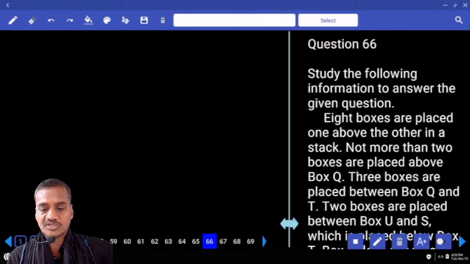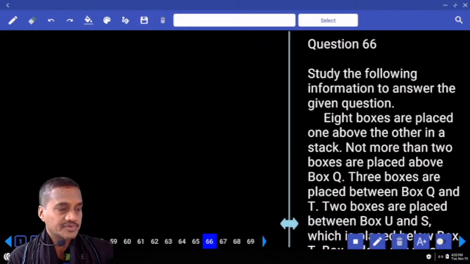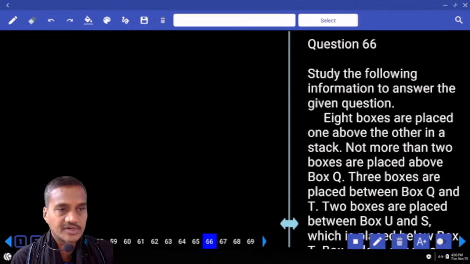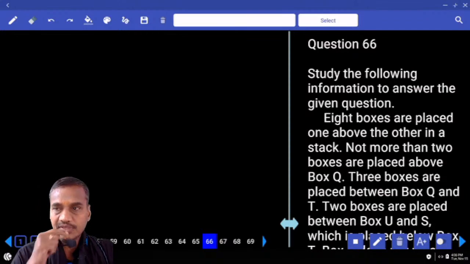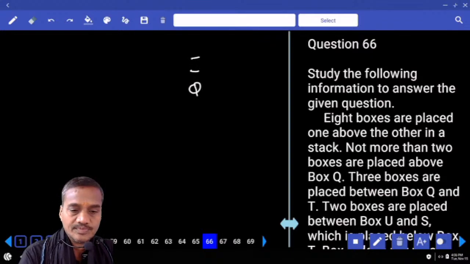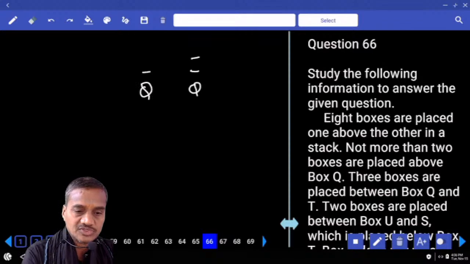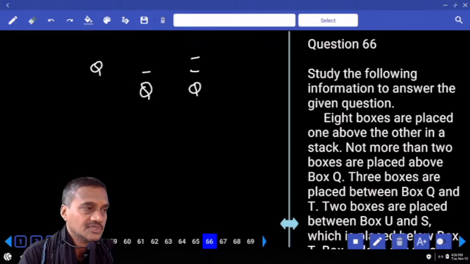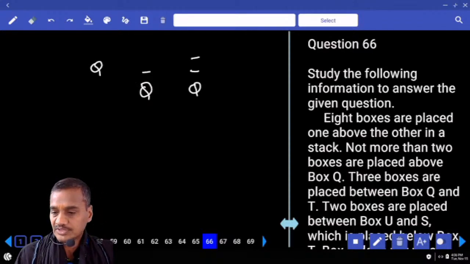Not more than 2 boxes are placed above Q. Now tell me about this Q. How many boxes are there? Not more than 2, maybe 2 or lesser than 2. Then what are the different possibilities we have? If you take Q at this place, maybe there are 2 boxes above this Q, or there is only 1 box above this Q, or there is no box above this Q. Isn't it? And so these are the possibilities we have.